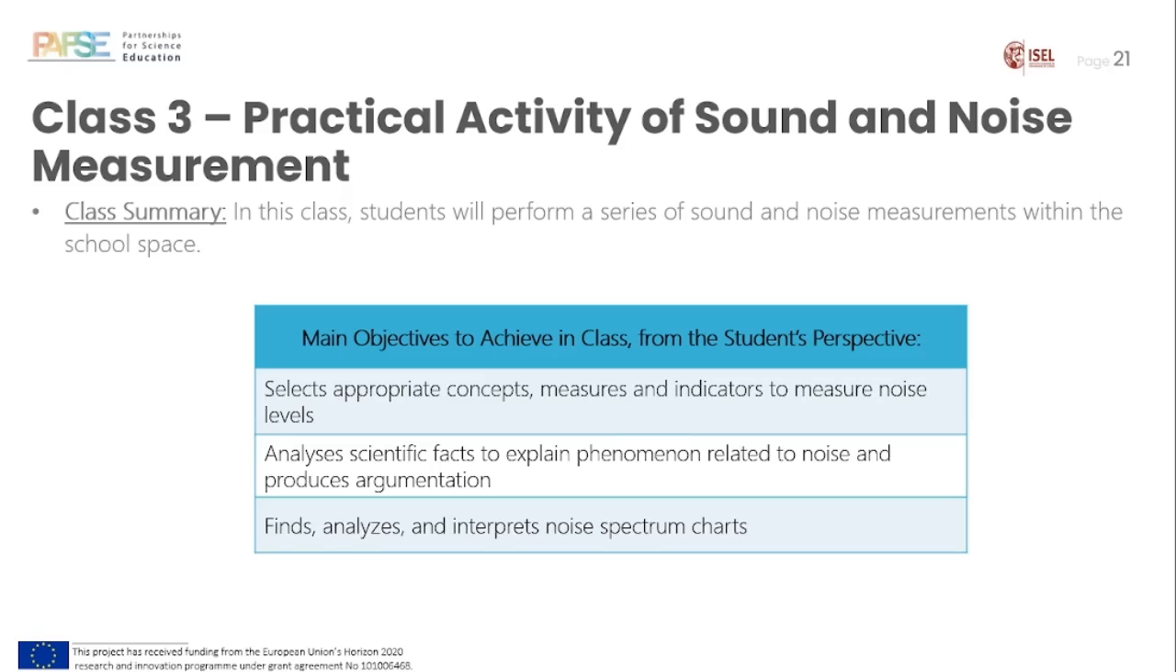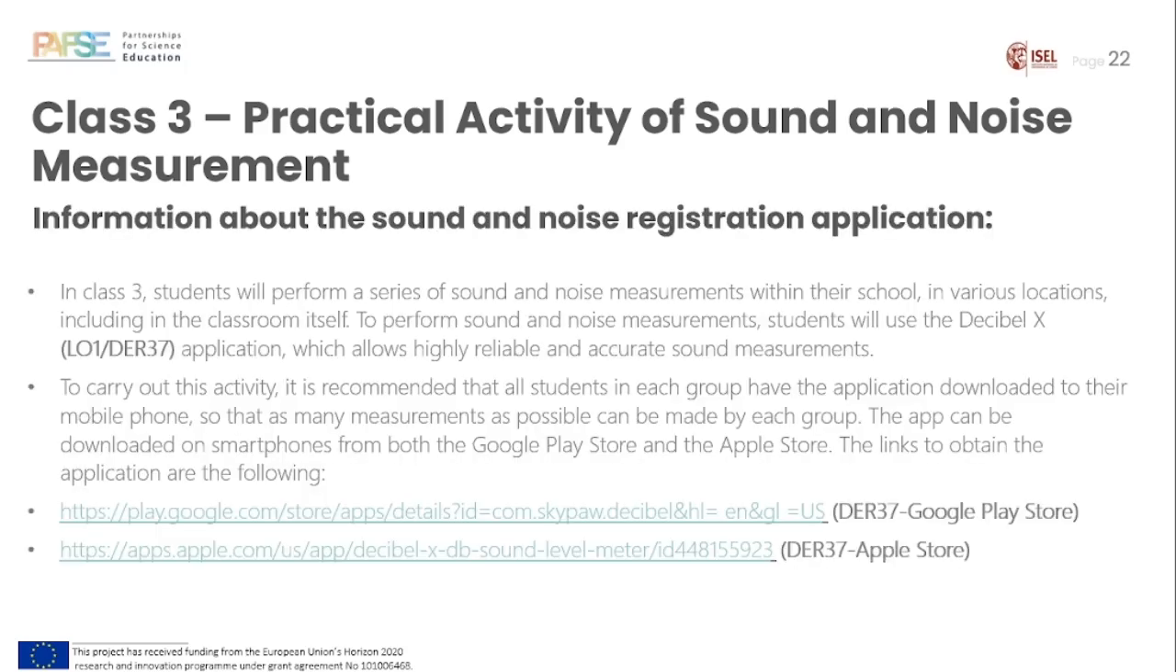So, in classes 1 and 2, students already have studied in theory what physical aspects are associated with noise, what physical parameters can characterize noise, and the distinction between the physical concept of noise and sound. Then in class 3, the students will have a practical activity of sound and noise measurement where each group will perform a series of sound and noise measurements within the school space.